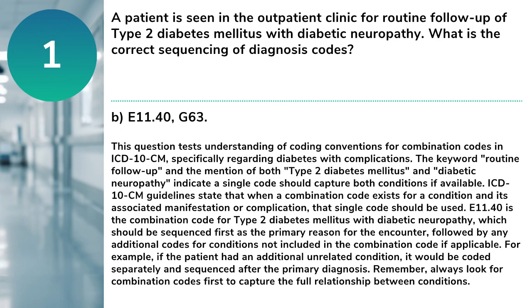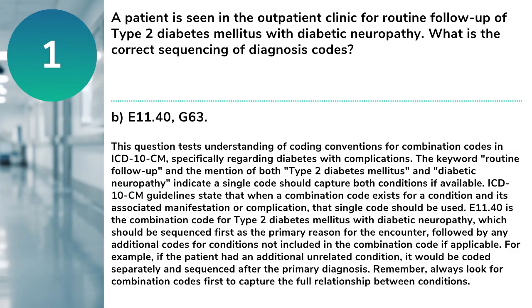Answer: B. E11.40, G63. This question tests understanding of coding conventions for combination codes in ICD-10-CM, specifically regarding diabetes with complications. The keyword routine follow-up and the mention of both type 2 diabetes mellitus and diabetic neuropathy indicate a single code should capture both conditions if available. ICD-10-CM guidelines state that when a combination code exists for a condition and its associated manifestation or complication, that single code should be used.